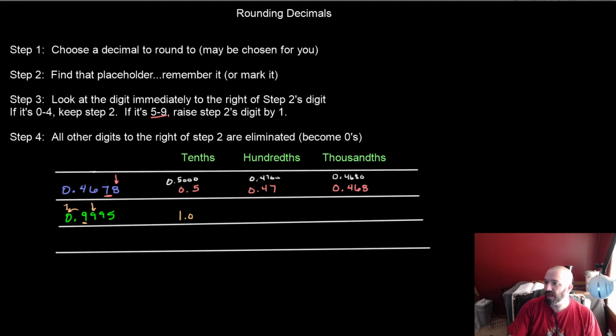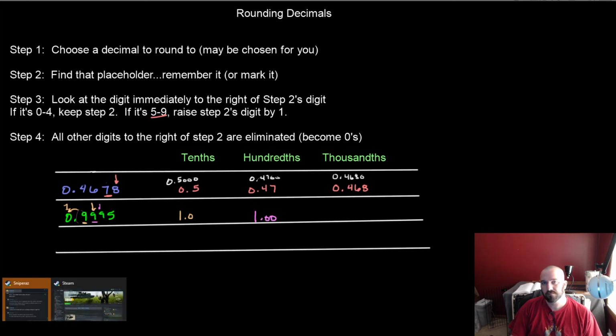So now, if I were to continue this process, I would have this 9 here, and then I would check this other 9. Okay, well, this 9 is 5 to 9, so I round up, which changes this 9 to a 10, but it can't be 10, so I carry the 1, which changes this 9 to a 10, but I can't have a 10, so I carry the 1 again, and I end up with this. Well, that's weird.